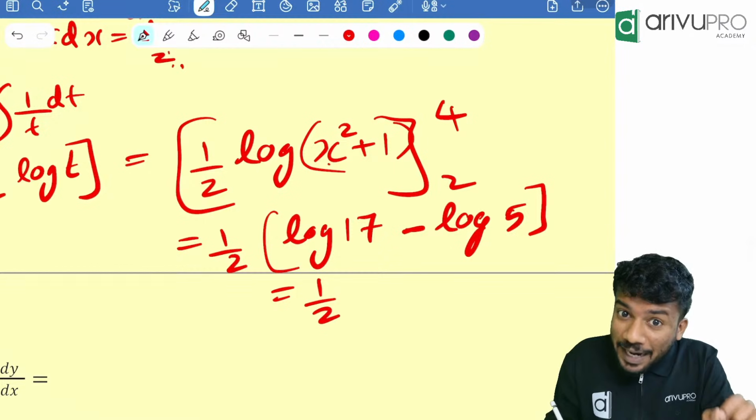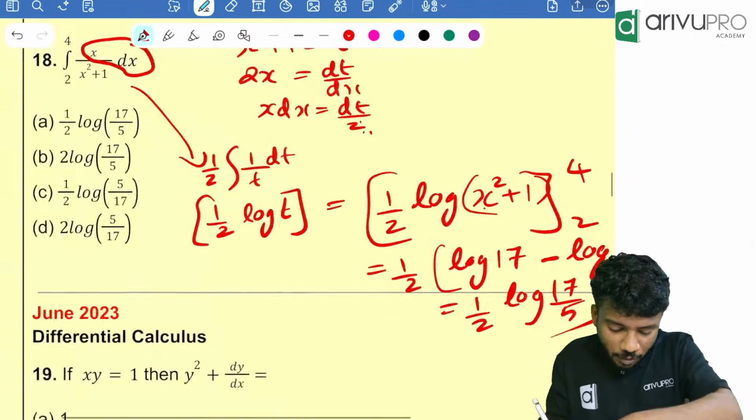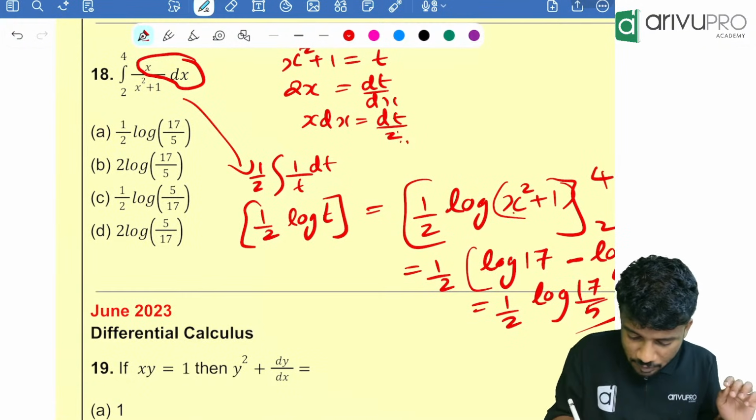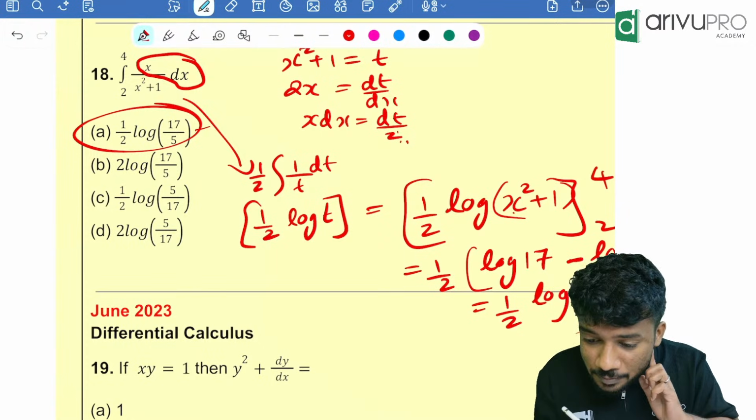Log of a by b. So log of 17 divided by 5. Option A is half of 17 divided by 5. Yes. So can you tell me the trick to find log, please?